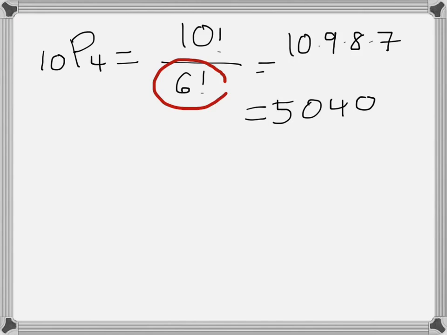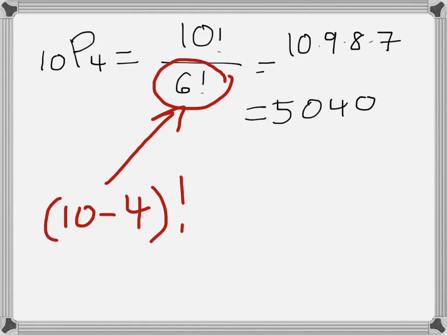One thing to keep a note of is that 6 factorial, I skipped a step here, that's 10 minus 4 factorial. So the 10 minus 4 gives us 6. 10 factorial over 6 factorial gives us 10 times 9 times 8 times 7. So there are 10 ways to choose the first team, 9 ways to choose the second, 8 ways to choose the third, and 7 ways to choose the fourth.